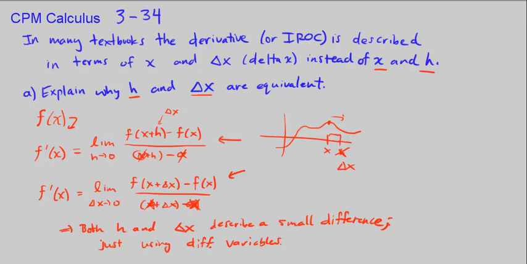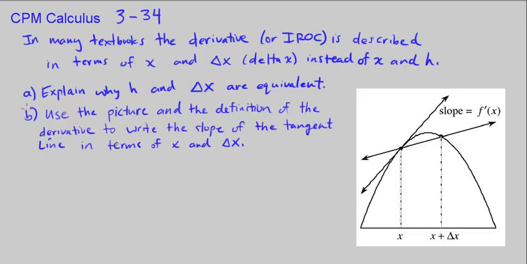Okay, let's go on to part B. Part B says to use the picture and the definition of the derivative to write the slope of the tangent line in terms of x and delta x. Here we have a picture. Here's x and x plus delta x, so this difference is just adding a delta x to x to get to this point. Right here we're using 2 points, so this line is called the secant, and this line is the tangent.